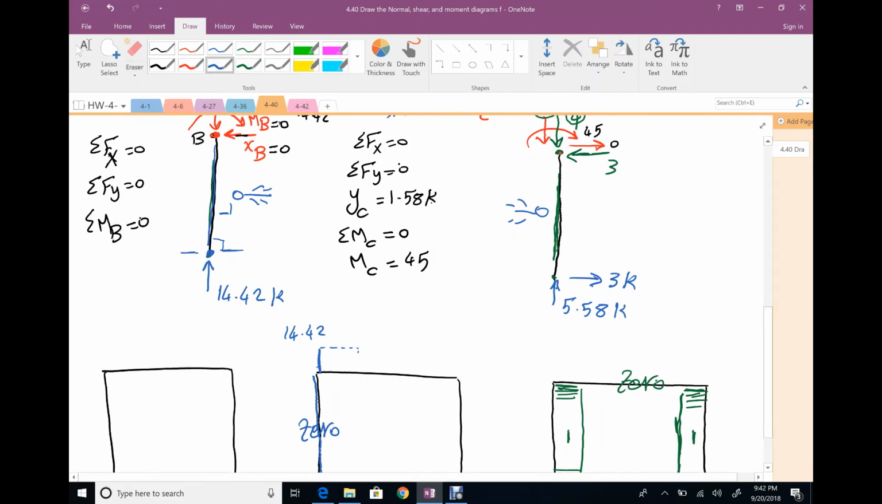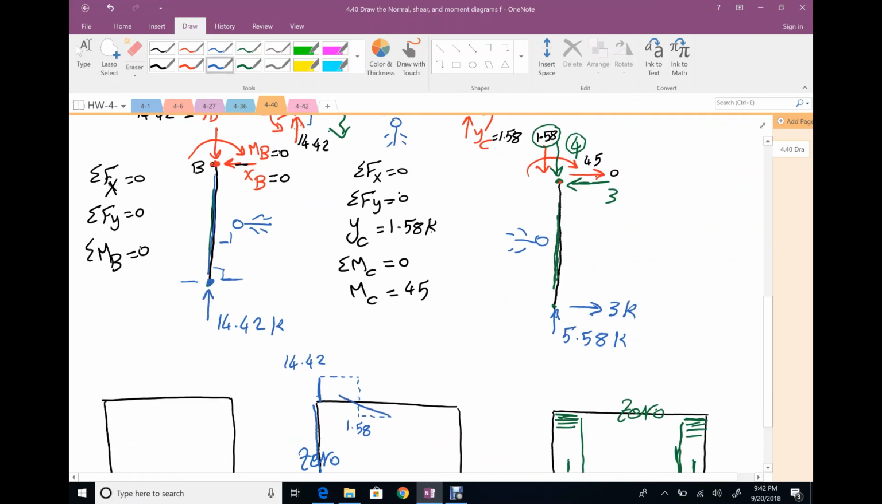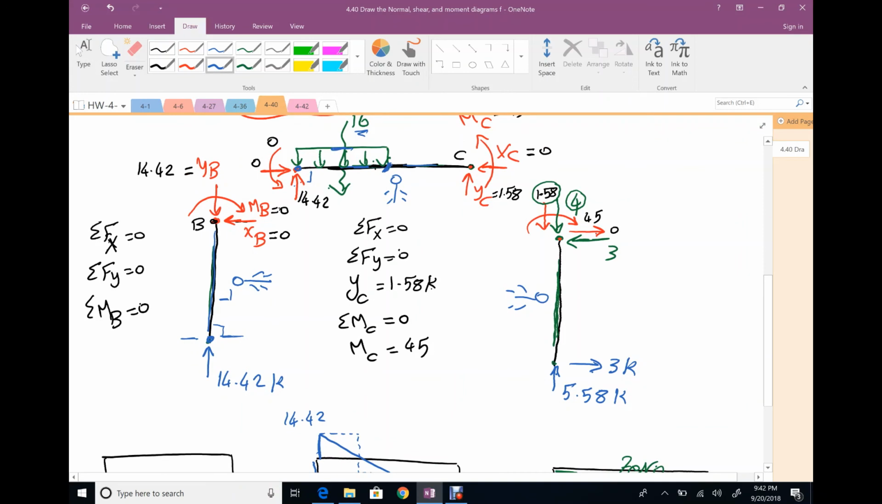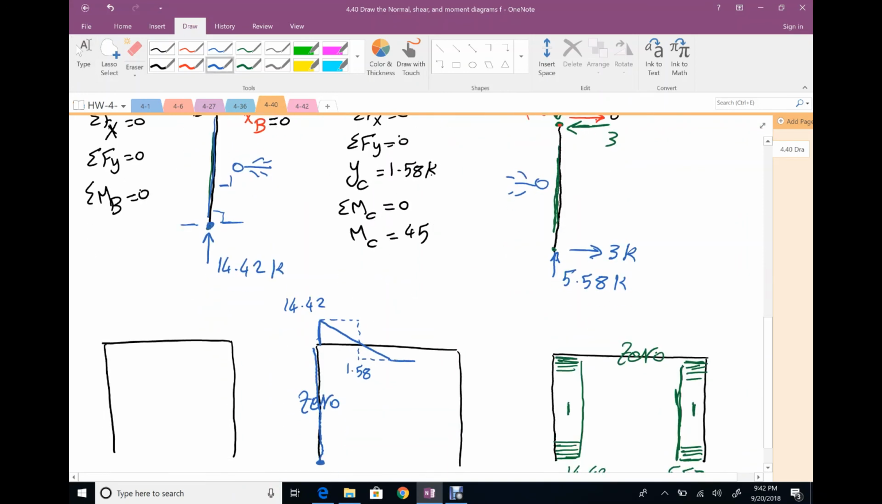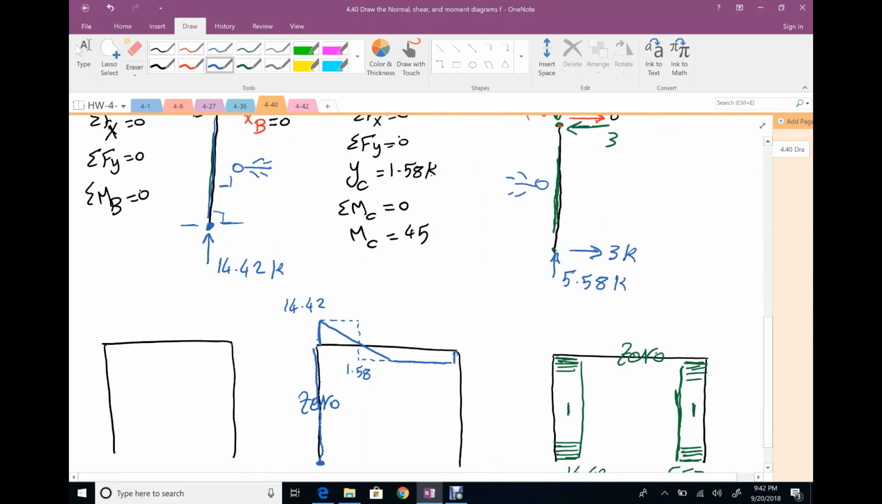Go down 16, but dotted till you hit 1.58. Keep going till you finish your distributed load. From the start to the end, draw a linear relationship. Why linear? Because your load is constant, your shear is a linear relationship. Nothing here to go up or down, so keep going constant till you find your YC as a reaction. 1.58 goes up, so I will close to 0 here.